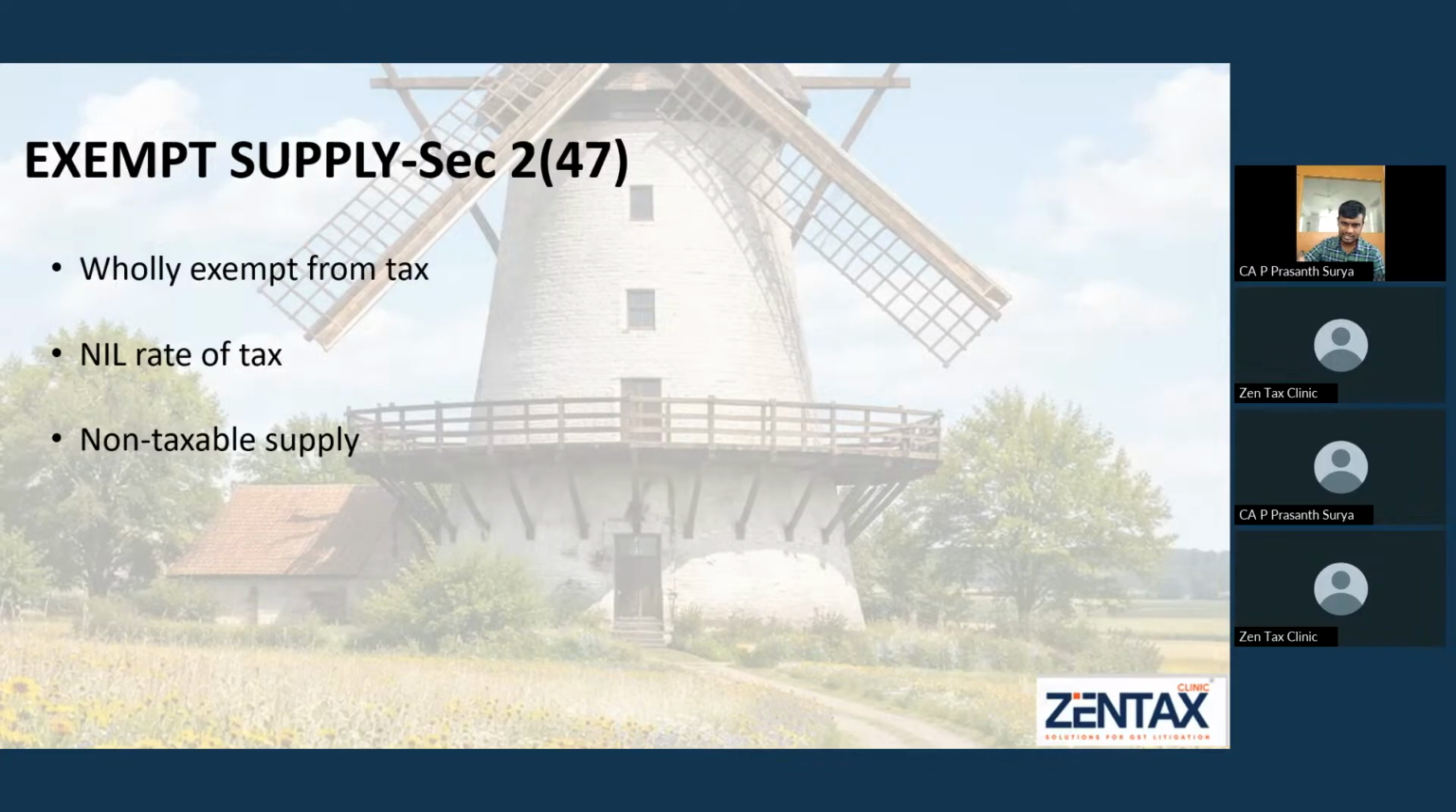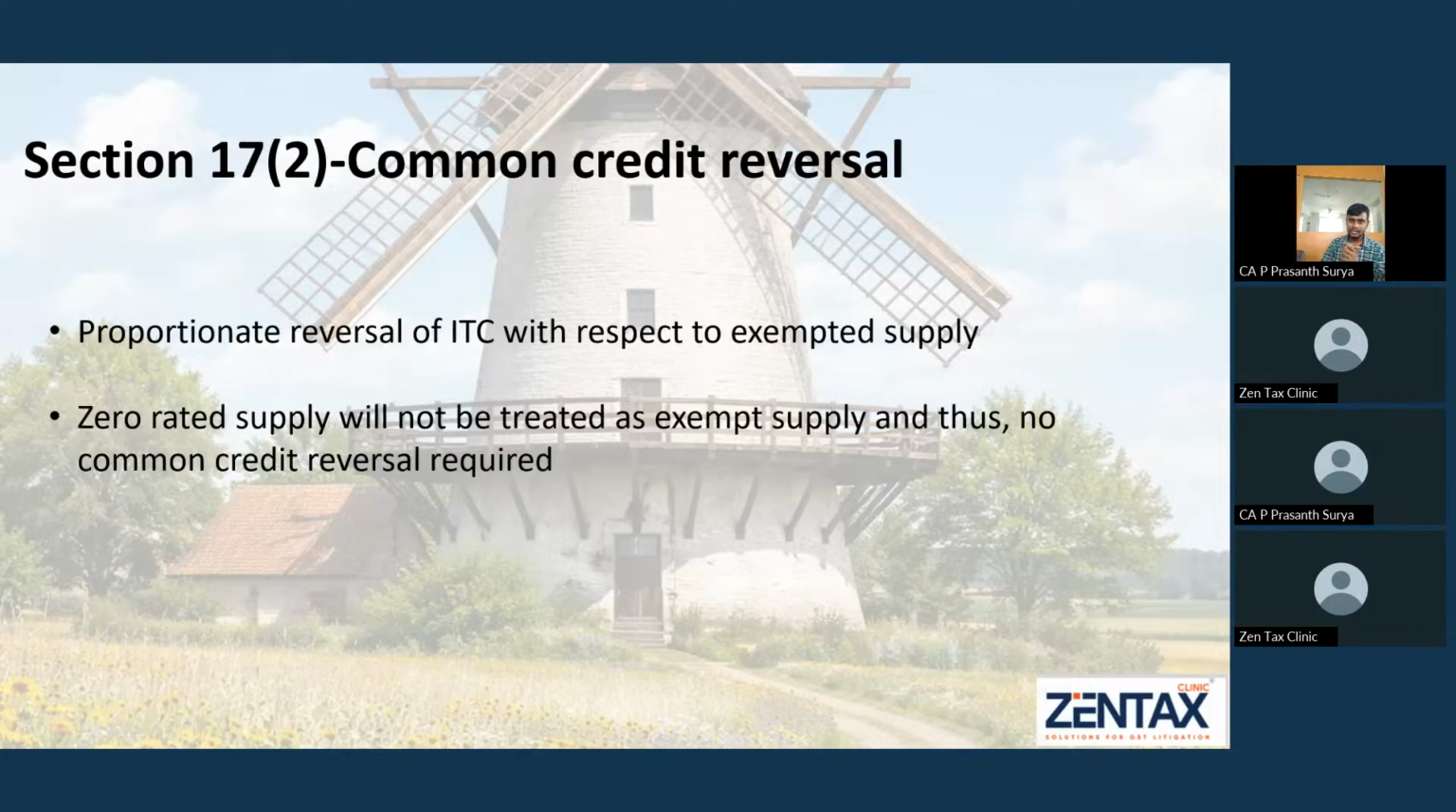Then nil rate of tax. Currently, there is no good separately with respect to nil rate of tax, but the definition specifically terms the word nil rate of tax. Then the most important thing is non-taxable supply. So even with respect to supplies which are not taxable under the GST, for example, petrol, diesel, those are taxable under VAT regime still. So even in that case, if you have a common credit reversal, you should proportionately reverse the ITC. That we should be very mindful upon.